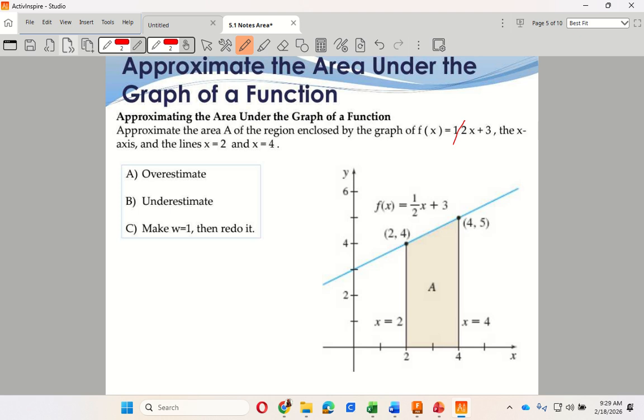1/2 x plus 3, the x-axis, okay, so that means that's the floor. The x-axis, unless otherwise stated, is always going to be the bottom. The lines x equals 2 and x equals 4. So that is my A, and that is my B.